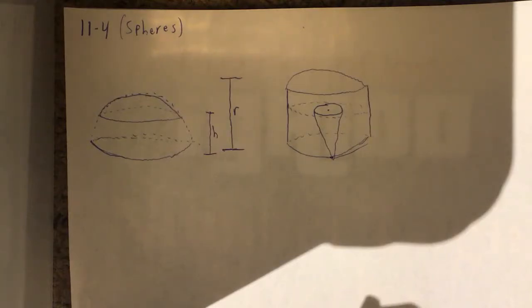Today we're going to be talking about section 11-4, spheres. After this lesson, you'll be able to use Cavalieri's principle to show how the volume of a hemisphere is related to the volume of a cone and cylinder, and calculate volumes and surface areas of spheres and composite figures.